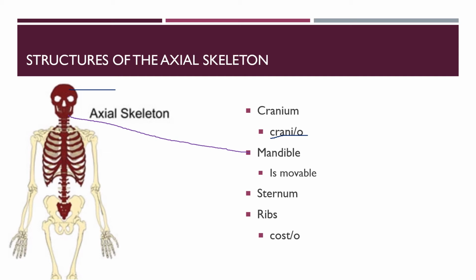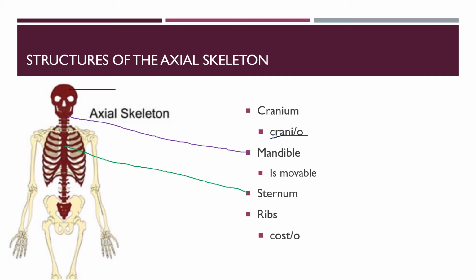The next structure I want you to be familiar with in the axial skeleton is the sternum. Now, the sternum is this center, almost flat kind of bone in the middle of your chest. And that's the bone that we push on when we're doing chest compressions in CPR.